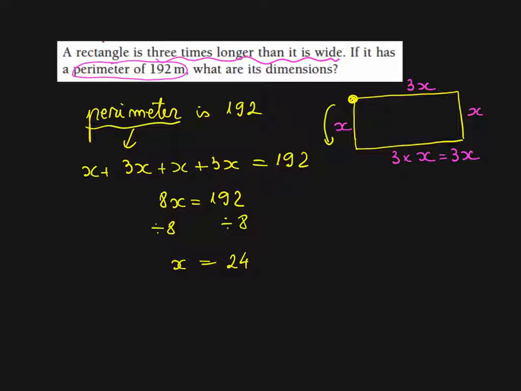Now I'm looking again at the problem. Did I answer the problem? What are its dimensions? So I need both dimensions. Width is 24 and length is 24 times 3. See, I have 3x, which will give me 72. And these are my answers.